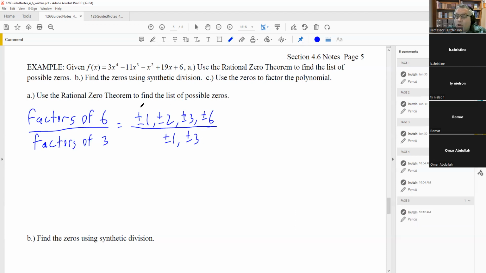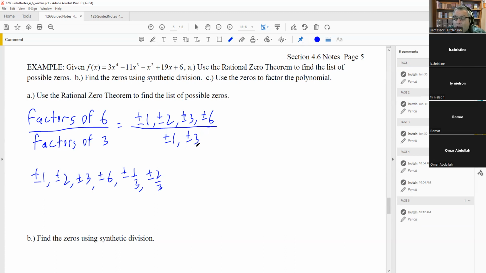Now, as we're going through this, if we get a number that gets repeated twice, you only have to write it once down on your list. So we'll take a look at that as we go through. All the numbers on top divided by 1 will just be those numbers, plus or minus 1, 2, 3, and 6. Okay, but now we're going to take all the numbers on top divided by 3. I have 1/3 plus or minus 1/3, and then I have plus or minus 2/3 from that.